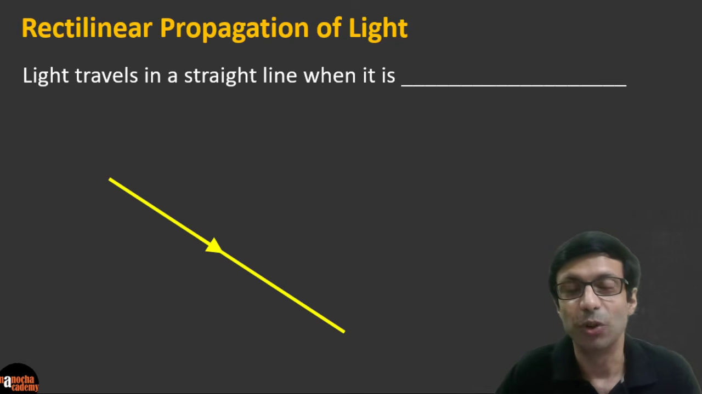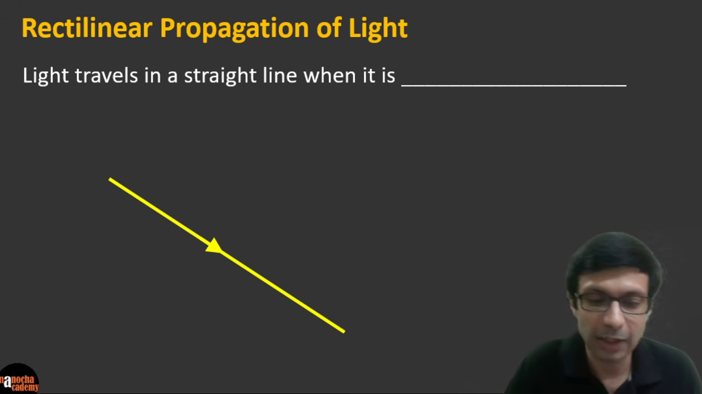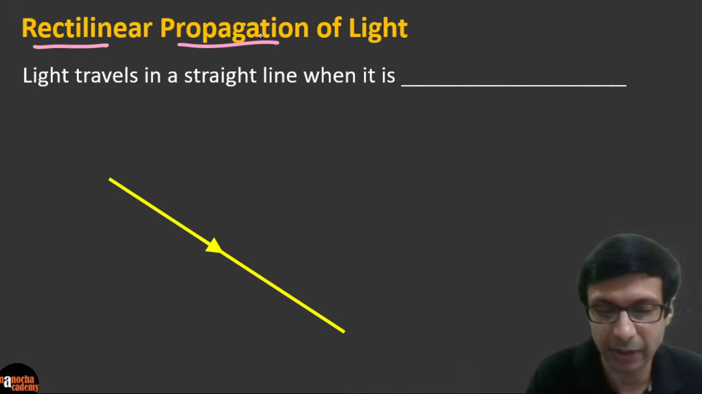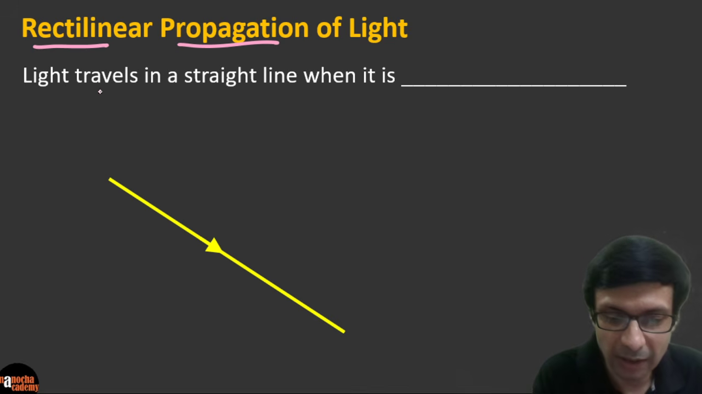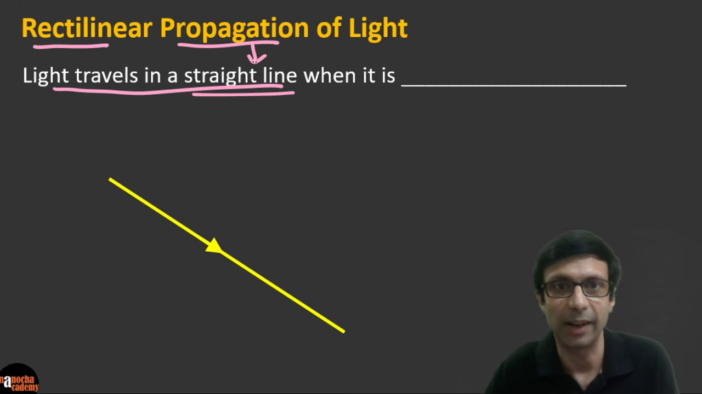Great. So now let's talk about this. You might have heard this term before. Before we go to refraction of light, let's talk about the rectilinear propagation of light. So what does this fancy physics term mean? It means that light travels in a straight line.